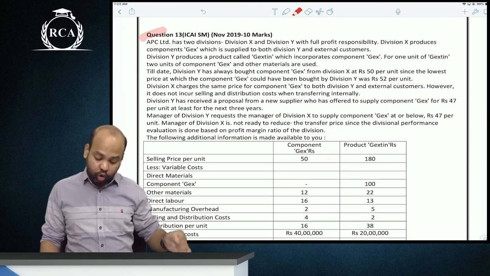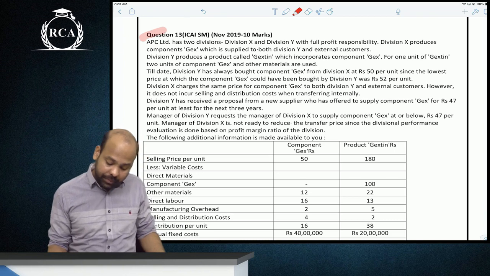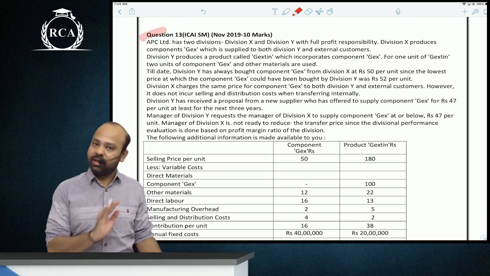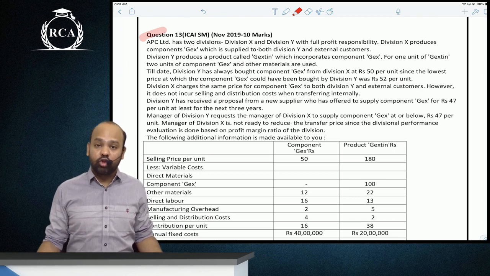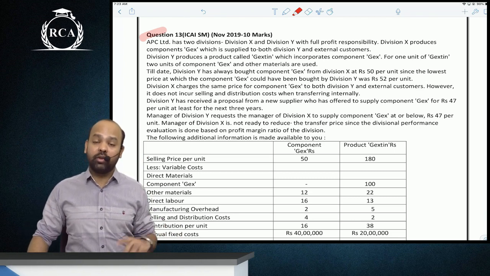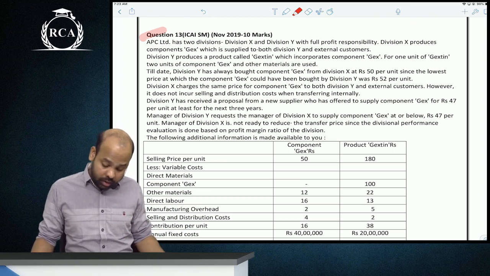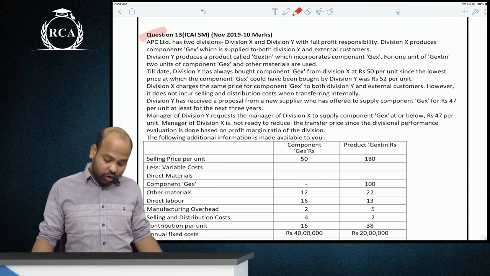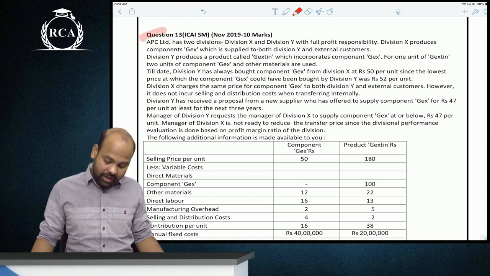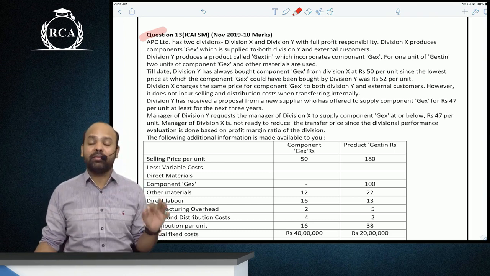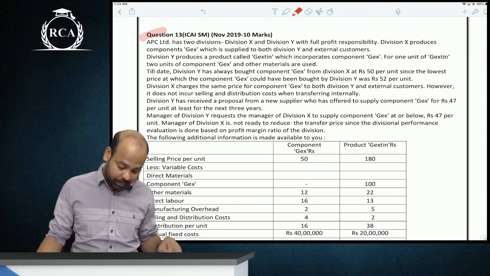APC Limited has two divisions, Division X and Division Y, with full profit responsibility. These are working as profit centers. That is how you will evaluate the performance, based on profits. That is why they are so worried about transfer price affecting their profitability. Division X produces component GX, which is supplied to both Division Y and external customers. So Division X is the manufacturer of component GX.